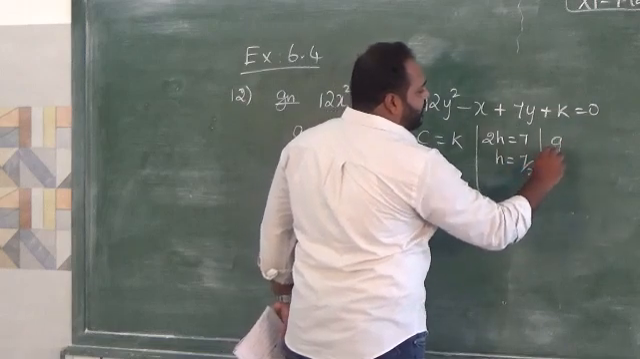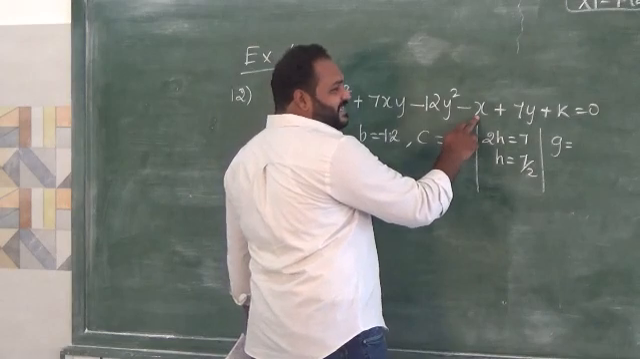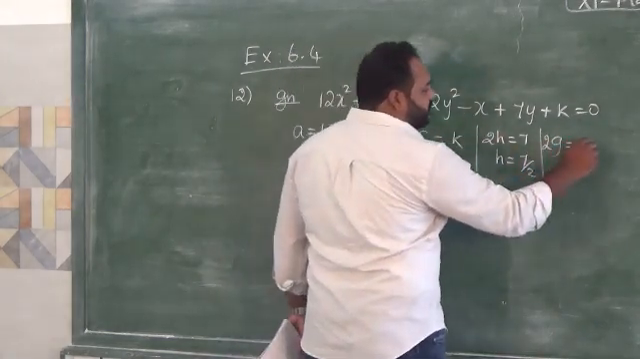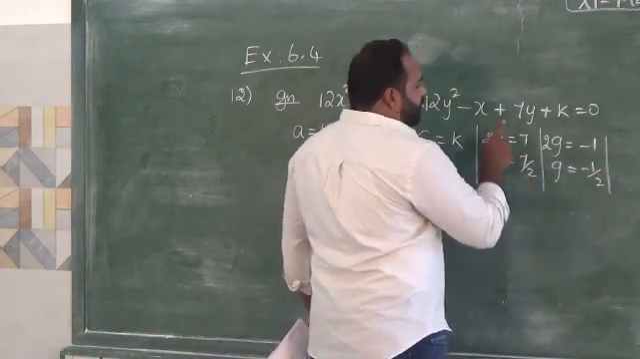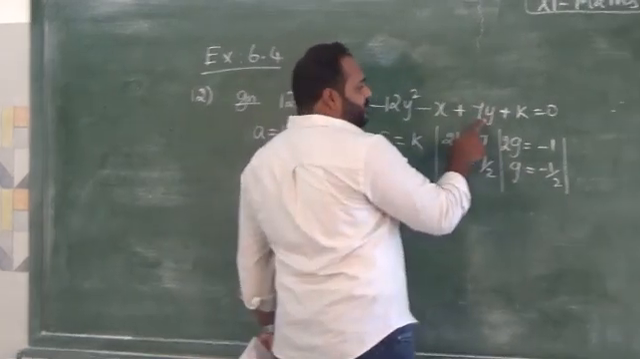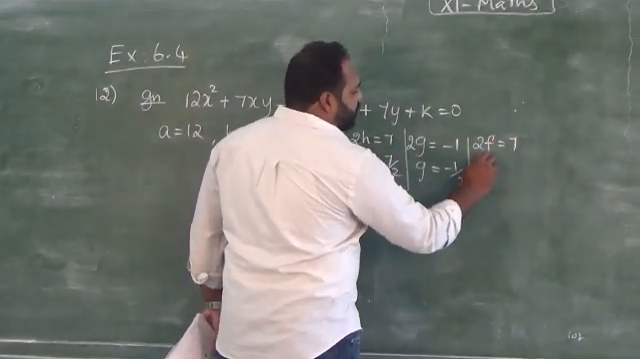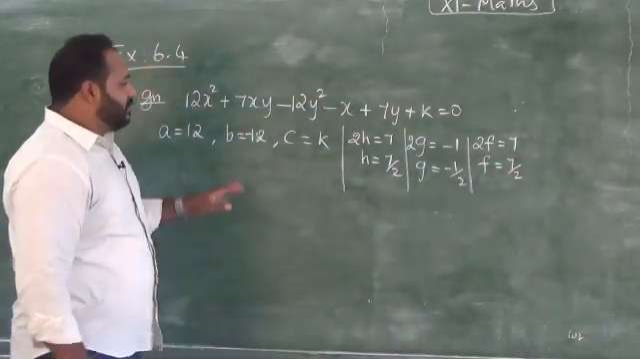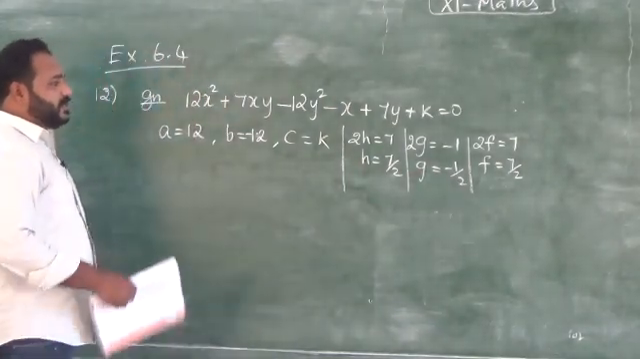Next the g value. 2g is the coefficient of x, so it is minus 1. So g is minus 1 by 2. Next 2f. 2f is the coefficient of y. So 2f equal to 7, so f is equal to 7 by 2. You have to be very careful to take and write the values. Then we can go for the problem.